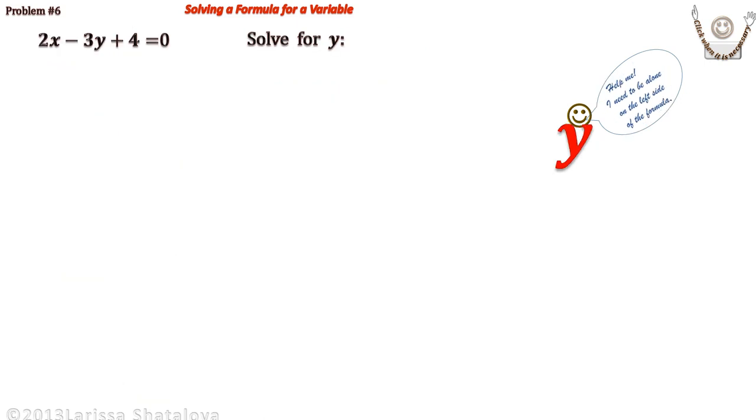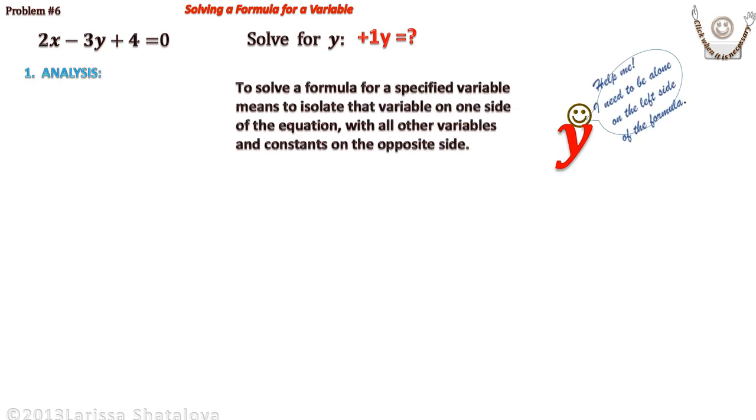Next problem. Positive 2x and negative 3y and positive 4 equals 0. And the request is solve for y. That means that we have to show positive 1y on one side and everything else on the opposite side. You remember that to solve a formula for a specified variable means to isolate that variable on one side of the equation with all other variables and constants on the opposite side.